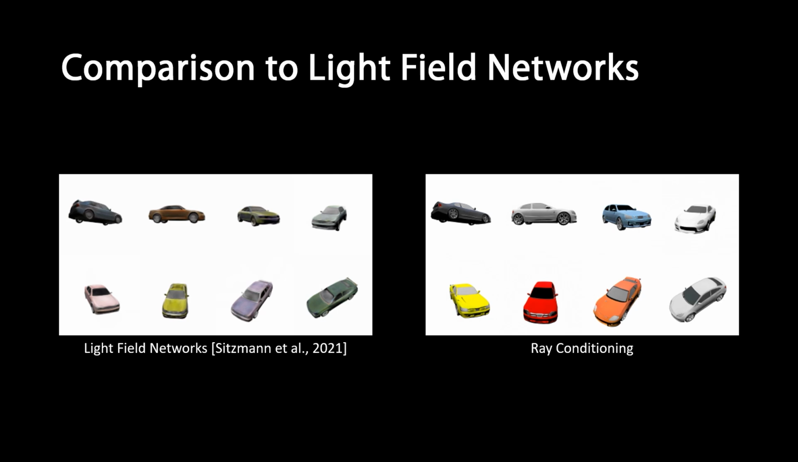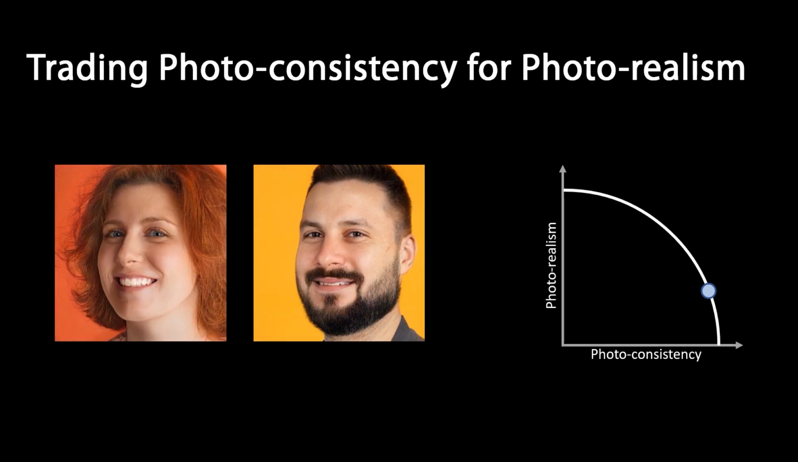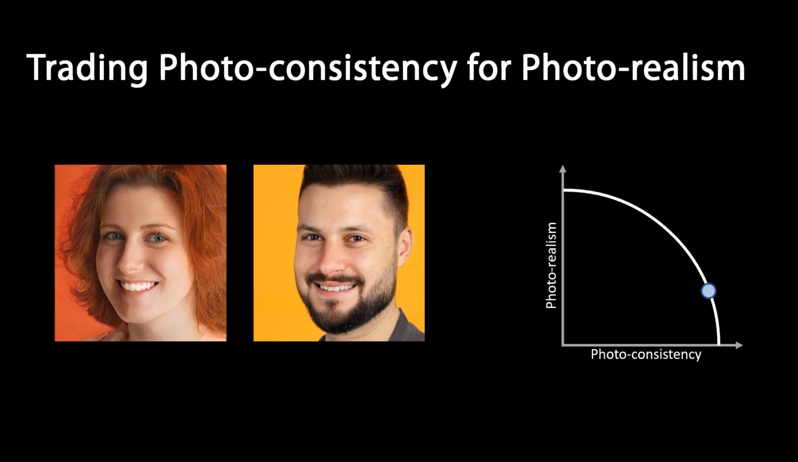In addition, the quality of our generations outperforms those of light field networks, a prior work which also models scenes with Plücker coordinates of rays. However, we find the benefits of photorealism do not come for free. Photorealism often comes at the expense of photo consistency.